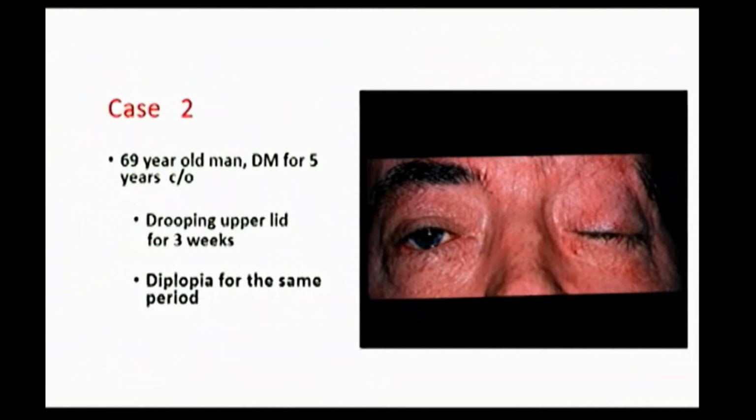A 69-year-old male, diabetic for 5 years, presented to you with droopy upper lid and diplopia for the same period. Okay, explain what you see. So in this first photo, I see an external photo of the eye showing complete ptosis of the left eye. So you cannot assess the position of the eye or the motility in this photo. So what do you want to do? I would like to elevate, open the lid.